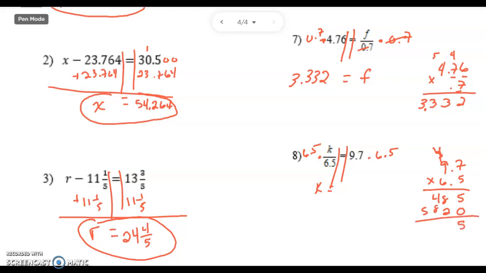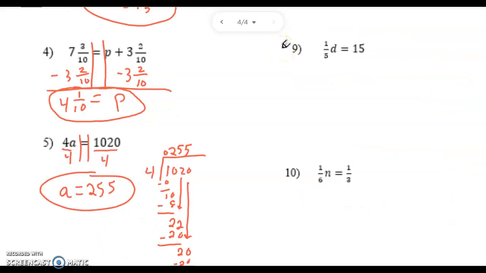Add it up, 5. 8 plus 2 is 10, carry my 1. 8 plus 4 is 12, plus 1 is 13, carry my 1. 5 plus 1 is 6. Move my decimal 2 places because of 1, 2. So K is 63 and 5/100.